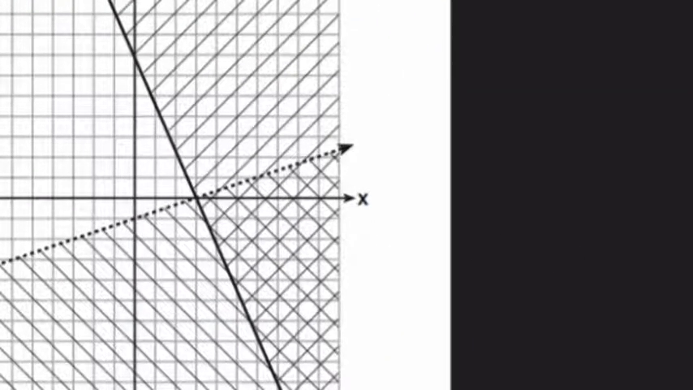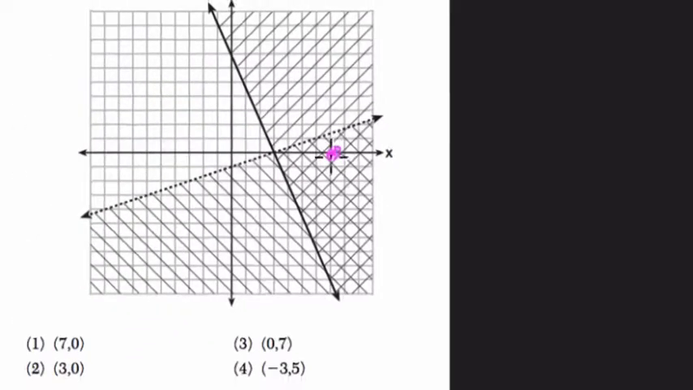So which of these points is in the checkered region? I think it looks like (7, 0) to me. Let's just count. 1, 2, 3, 4, 5, 6, 7. That's this point right here, which is the point (7, 0). So this is the only one in the checkered region, and that's the answer.